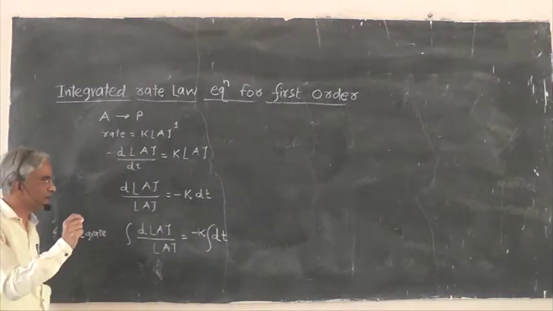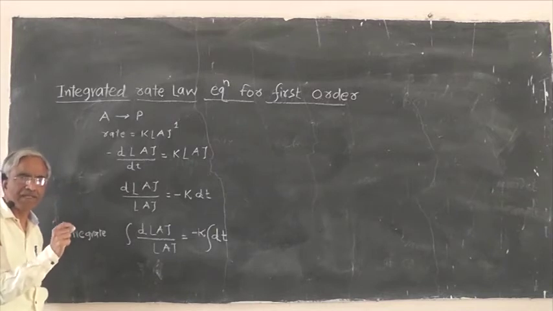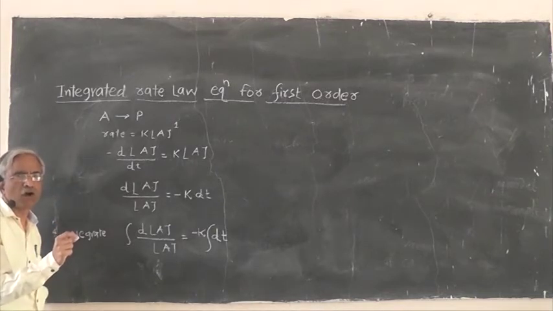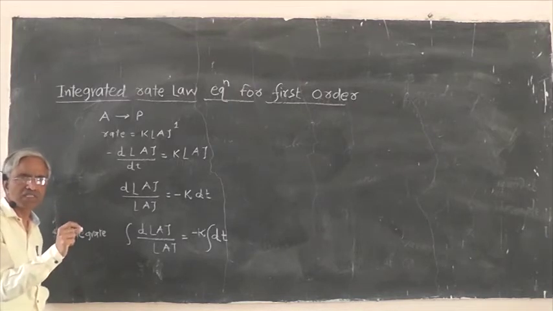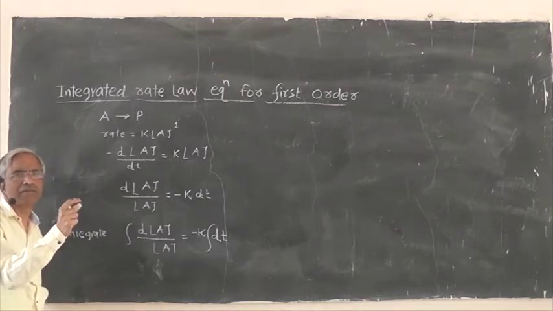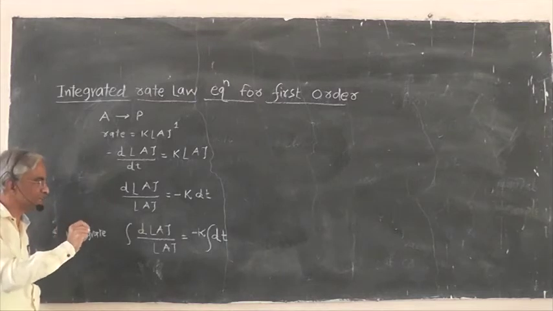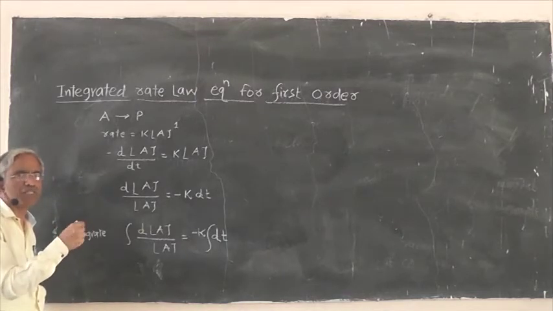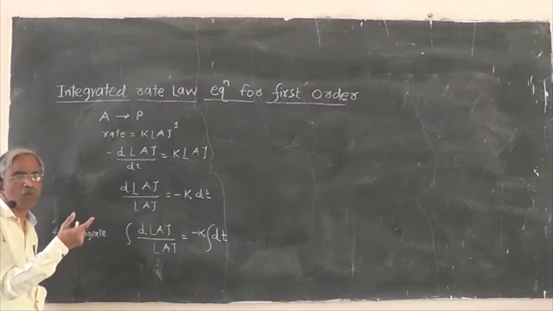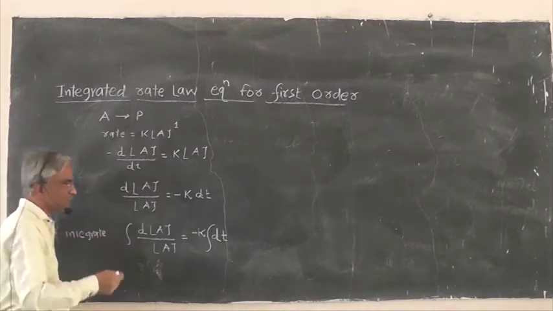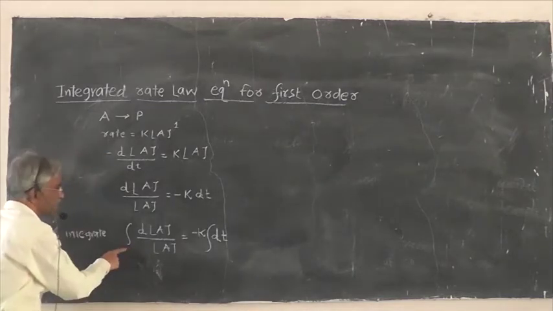Now, as I have already said, the integrated rate law gives you the concentration of the reactant at a certain time. Using that, we can also calculate how much amount is left behind at a certain time, and how much amount has reacted. For that purpose, we integrate the equation.